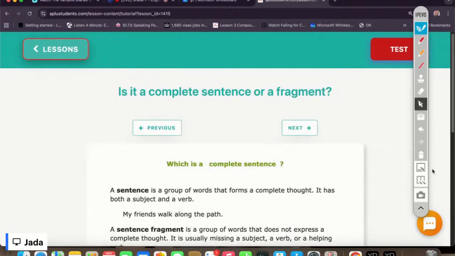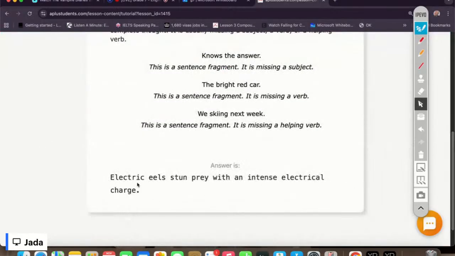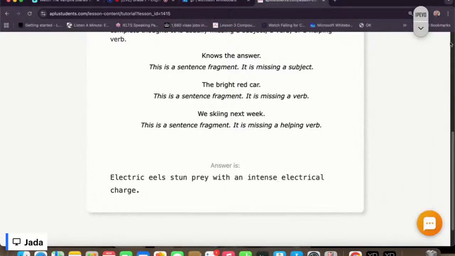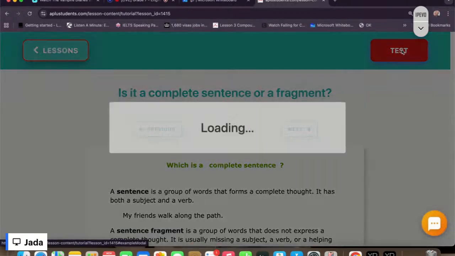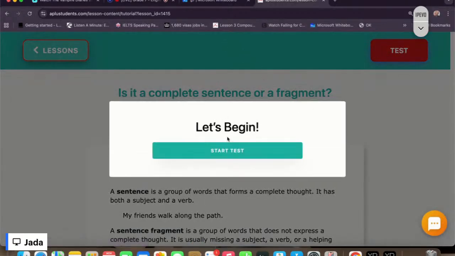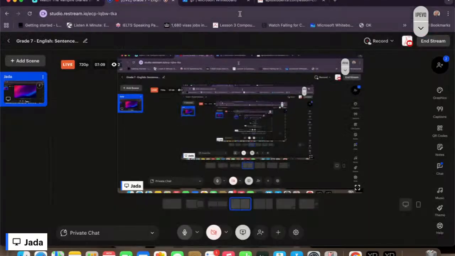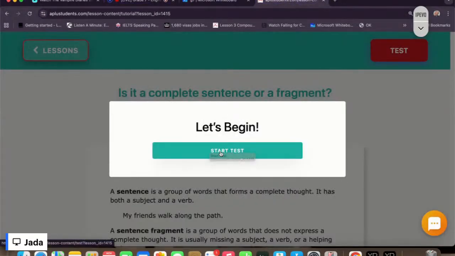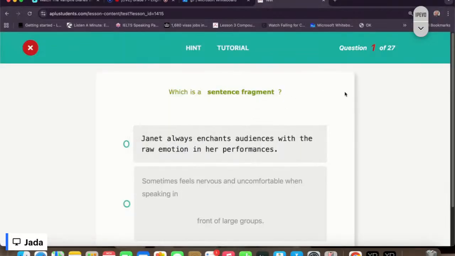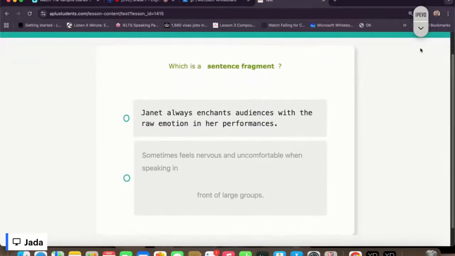Then, which is a complete sentence? We have: "Electric hailstones pair with an intense electrical charge." All right, so let's go to the test and you can just share your answers with me, if you know them. But please make sure to participate, because it's a live class and I can see all your answers. So which is the sentence fragment? Is it the first or the second? I'm waiting for your answers.